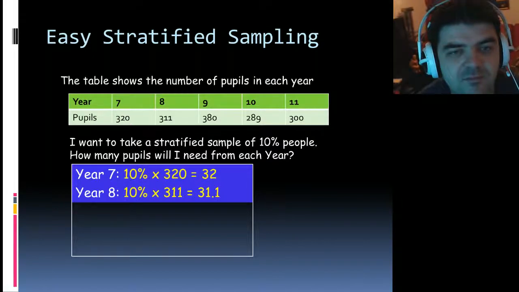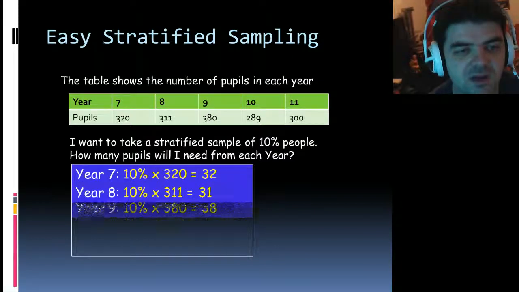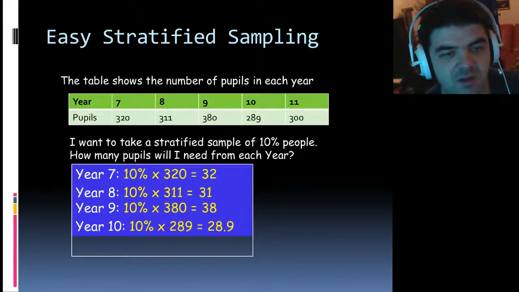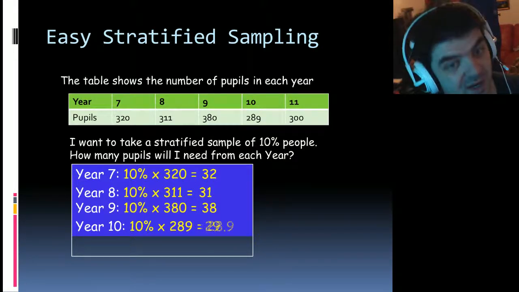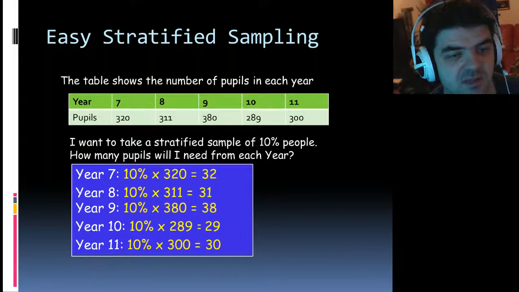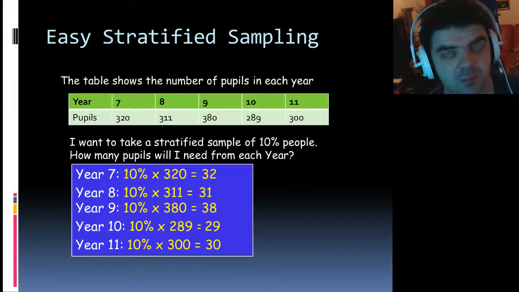Now, you've got to be careful, because you can't get 31.1 people. So you're going to have to round that to the nearest person, and that's 31. Year 9, just going to be around 38. Year 10's 10% of 289, which is 28.9, so that's 29. And year 11 is 10% of 300, which is 30. And that's quite straightforward. You wouldn't need to know anything about sampling, you would have been able to make a good stab at that right off the bat.